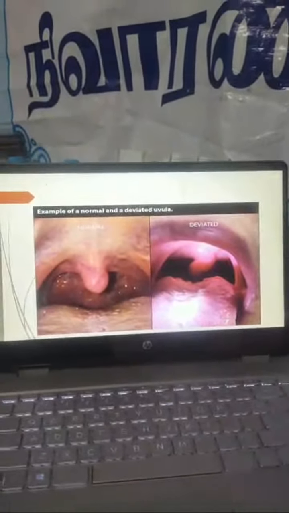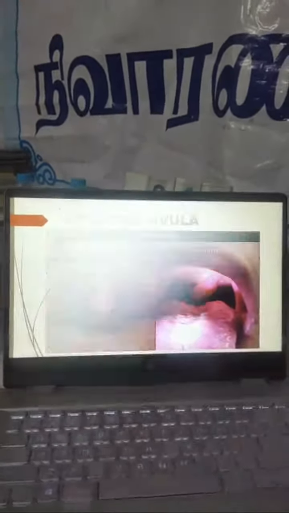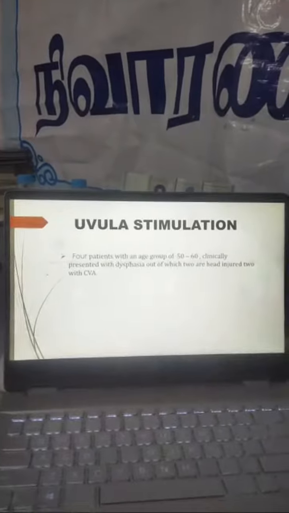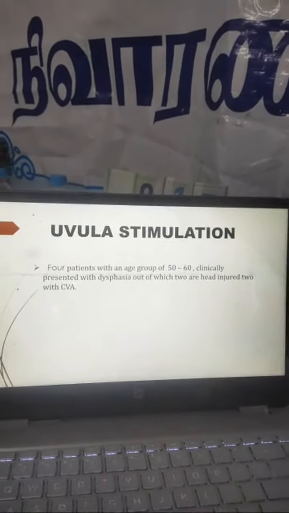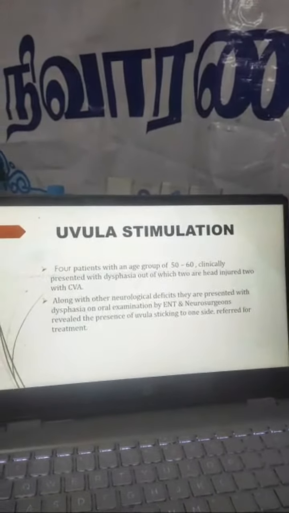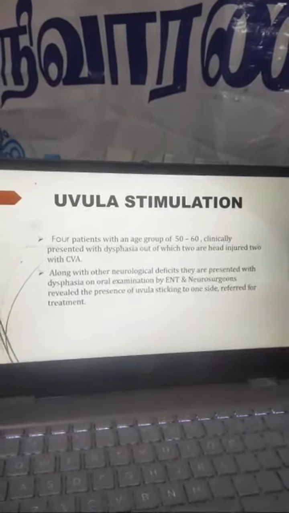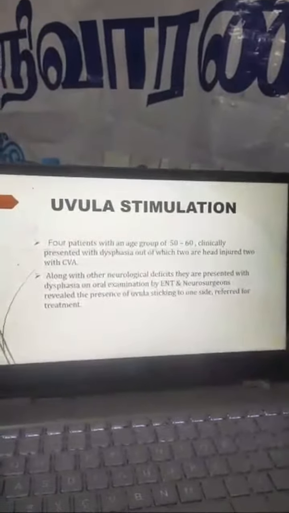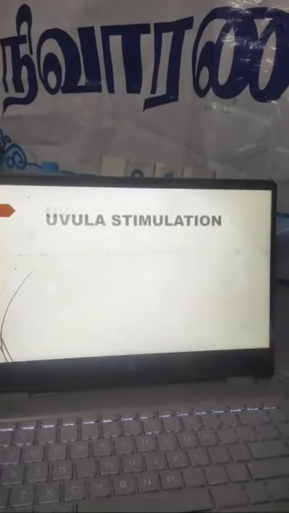For some people it is basically from their childhood, and for most people it is due to a neurological deficit. What is uvula stimulation? We have taken 4 patients who have uvula deviation. In this uvula deviation, they are of the same age group. They are all with the same neurological deficits. 3 with a cerebrovascular accident, which you call a stroke, and 1 with a head injury condition. We have treated them using uvula stimulation.